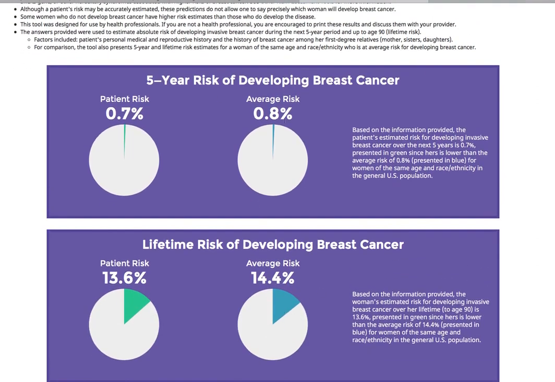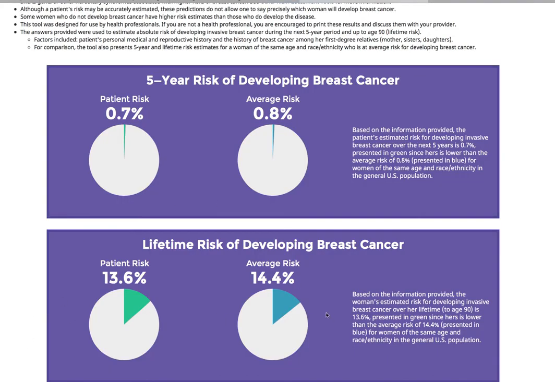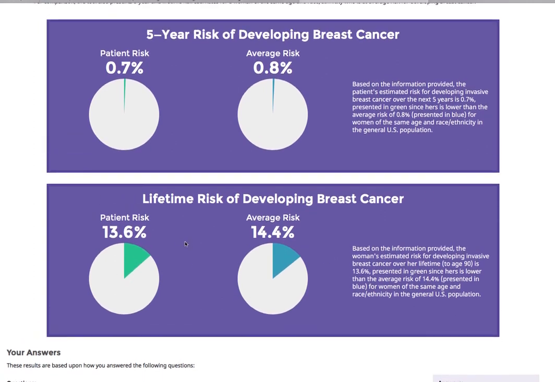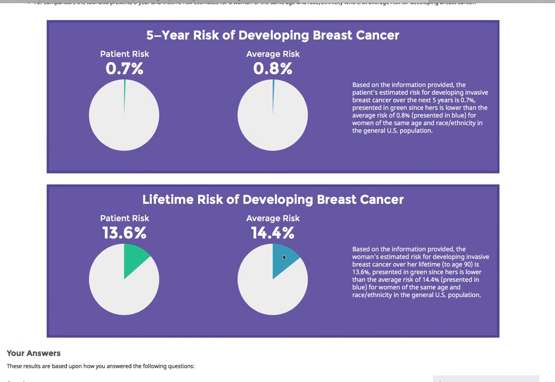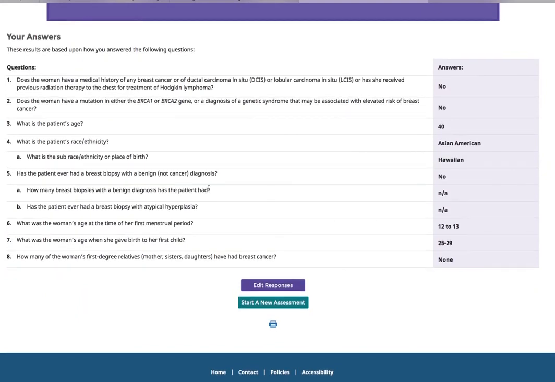All right. So you have your 5-year risk and then your lifetime risk. When we're talking about these, it is lifetime risk that you're going to go off of. So here's the lifetime risk: 13.6. Remember that the average risk for most women is about 15%. That's the average risk group. So after you plug it in, she falls below that. What it's comparing against is the average risk for the population you put in, which is 14.4. So she's actually under the average risk. And then it tells you what you put in.